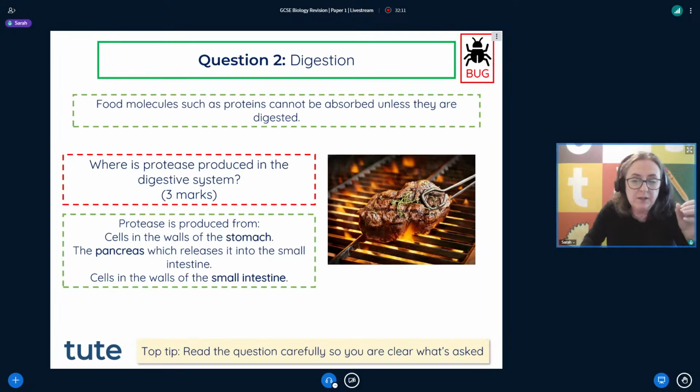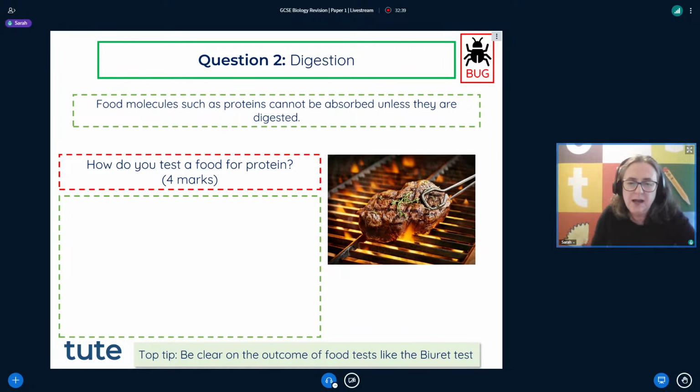And then the food passes on through the small intestine, and cells in the walls of the small intestine are also producing proteases. Your small intestine is really long, coiled up in your tummy, so that you have enough time to break down all that food. The digestion of these foods takes time, and that's why your small intestine is so long, because it allows time for those digestive enzymes to be produced and break that food down.